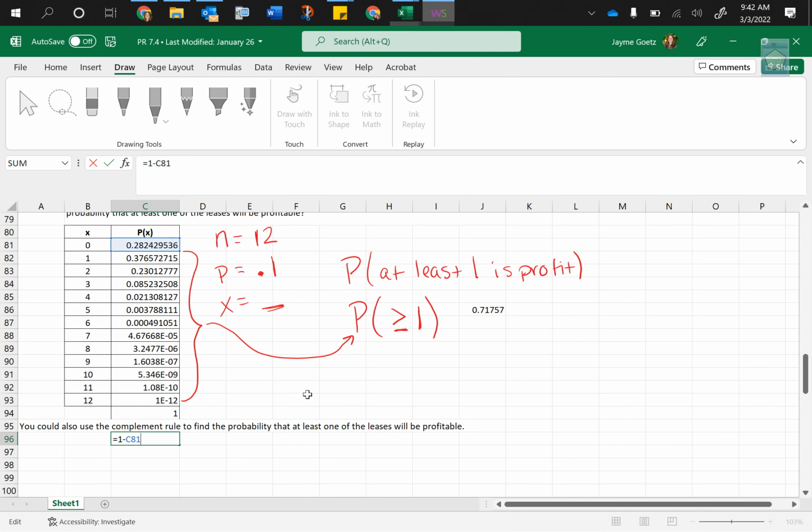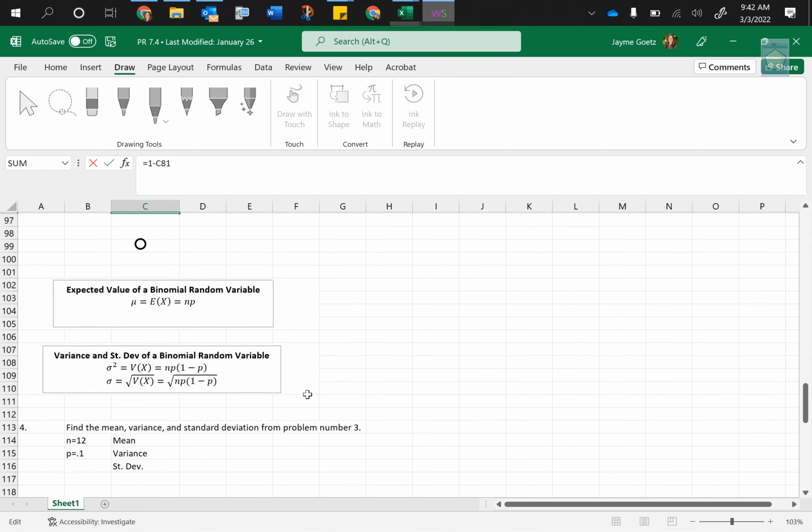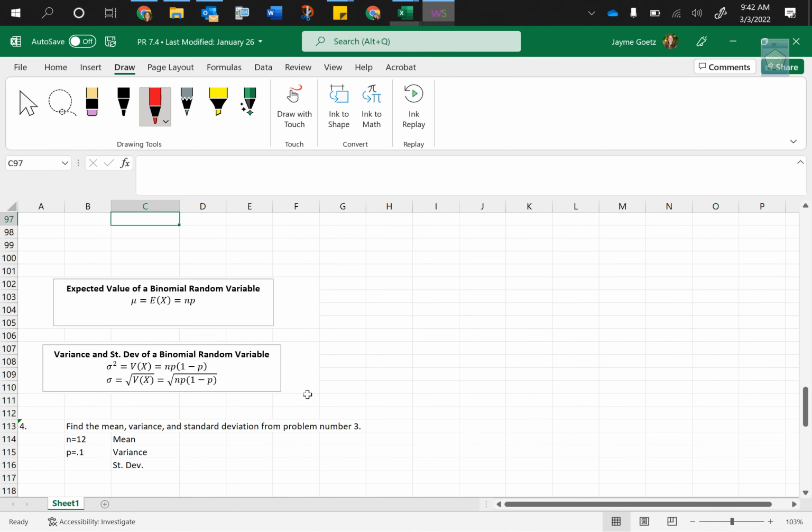All right. The next thing that we are going to talk about is how to find the expected value of a binomial random variable. Now remember, the expected value is really close to the average. That's another word for average, so it's the mu. Now if you want to find the mean, the average, the expected value of a binomial random variable, all you have to do is take your n value, so the number of trials, times your p-value, the probability of success, okay?